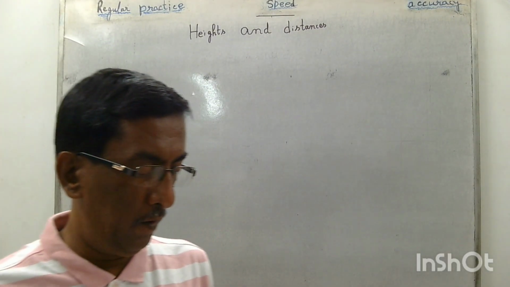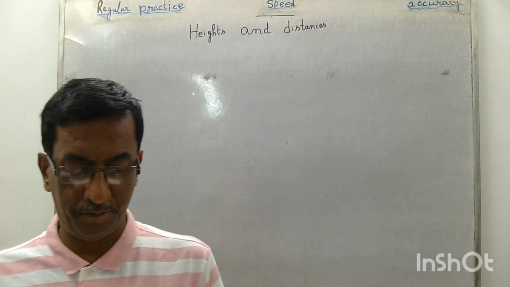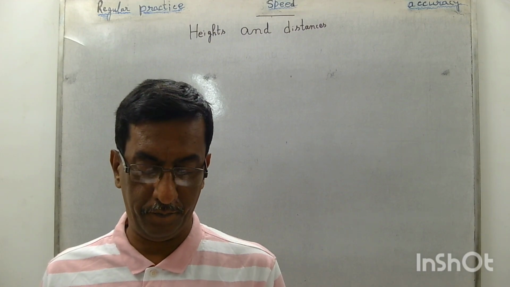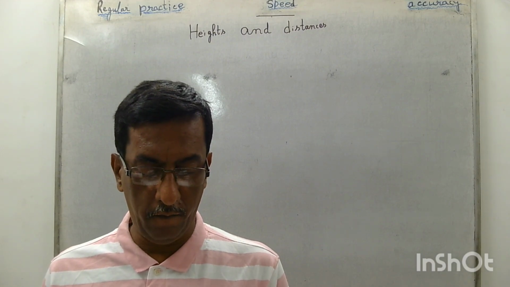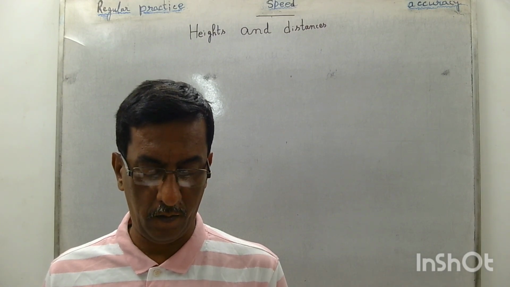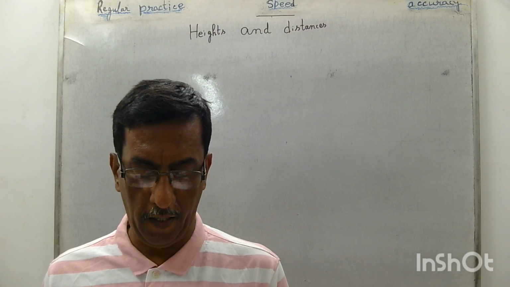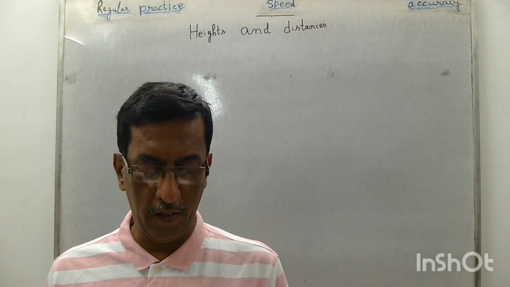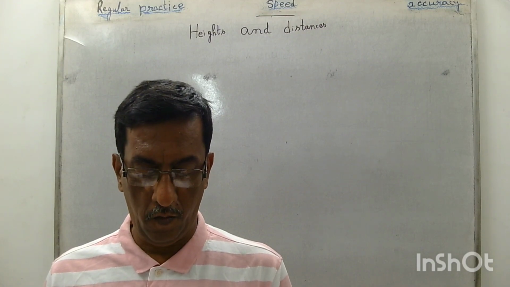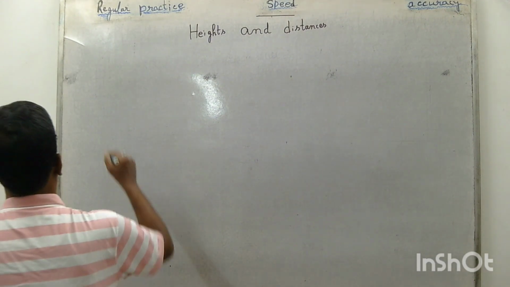Now we come to problem number 9. A vertical tower stands on a horizontal plane and is surmounted by a vertical flagstaff of height 5 meters. At a point on the plane, the angle of elevation of the bottom and the top of the flagstaff are respectively 30 degree and 60 degree. Find the height of the tower. Problem number 9.